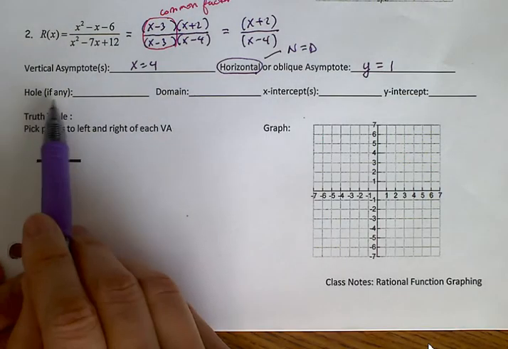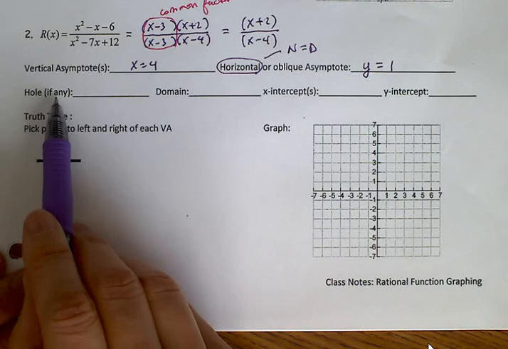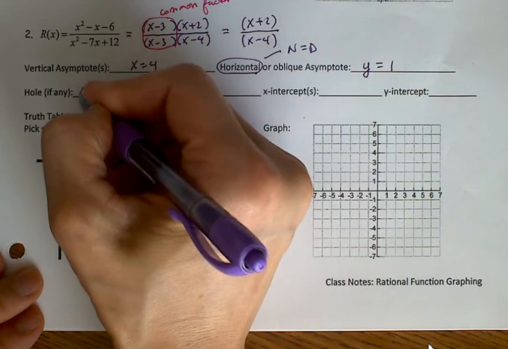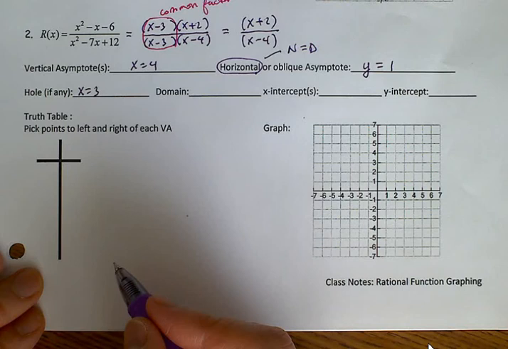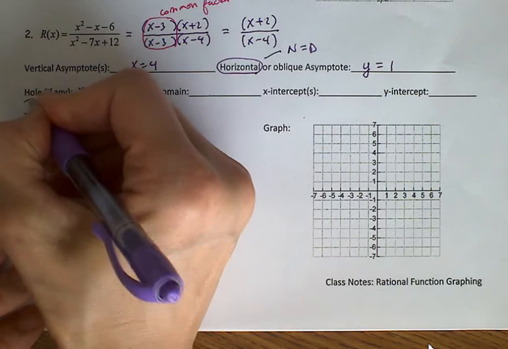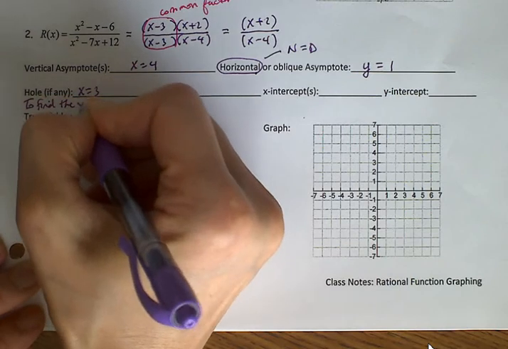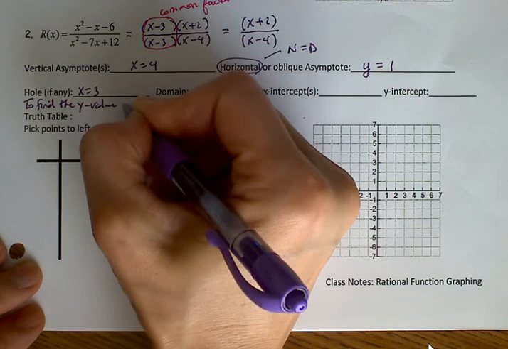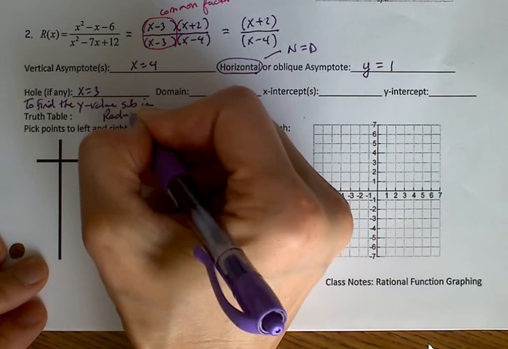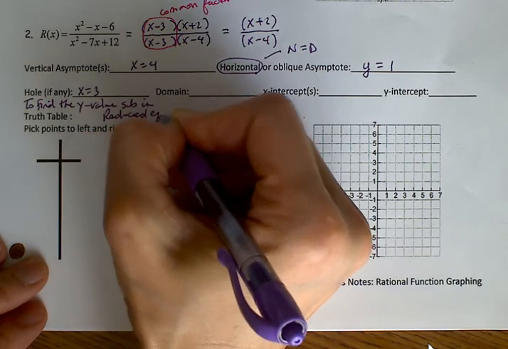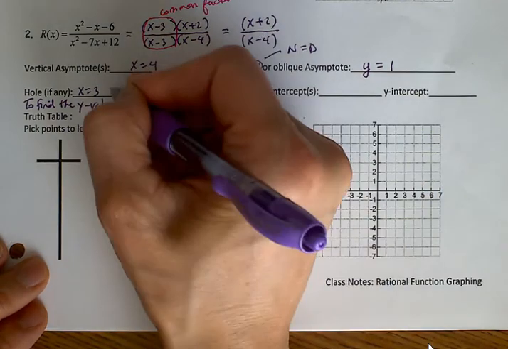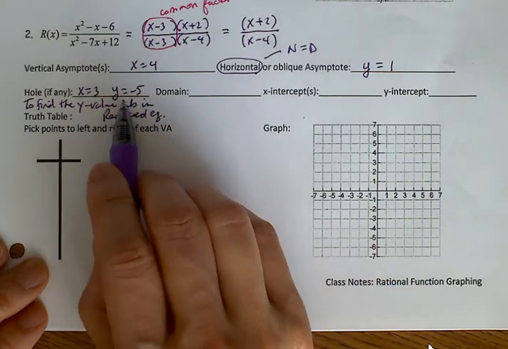Now there is a hole on this because there is a common factor. So that's going to occur at x is equal to 3, right? So at x is equal to 3, there's going to be a hole. And then to find the y value, I put it back into the reduced equation. Okay, so to find the y value, substitute in reduced equation. Okay, so then I put 3 back in here, and that gives me a negative 5. So y is equal to a negative 5. That's where the y value of the hole is.